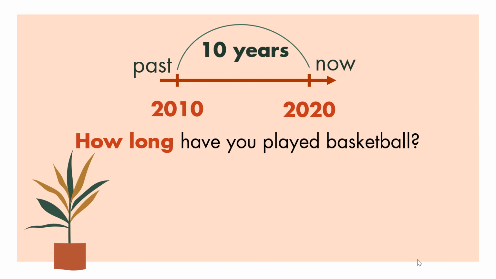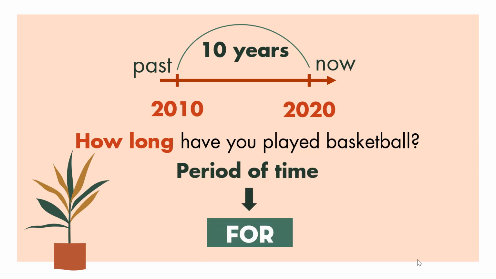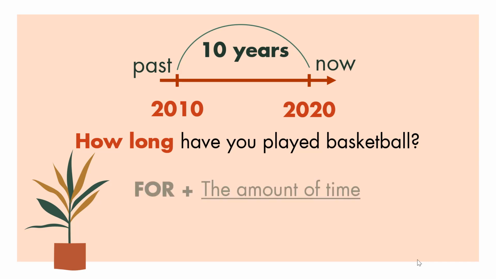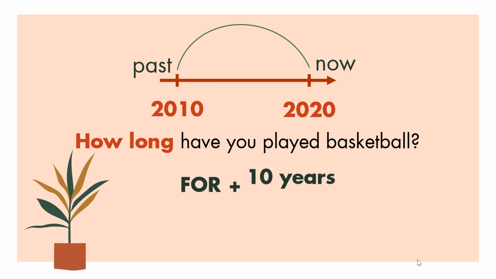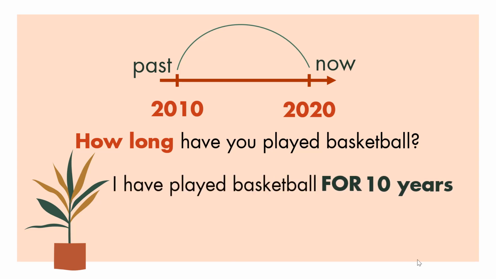If you would like to answer this question by giving information about the period of time, we have the word for. We have the combination of for plus the amount of time. In this case, for 10 years. In a sentence, we will have, I have played basketball for 10 years. It goes the same for every other kind of amount of time. You can answer, I have played basketball for 2 years, or I have played basketball for a month.